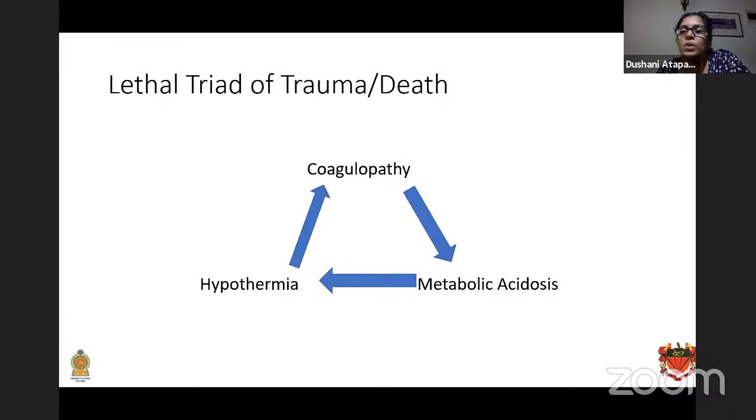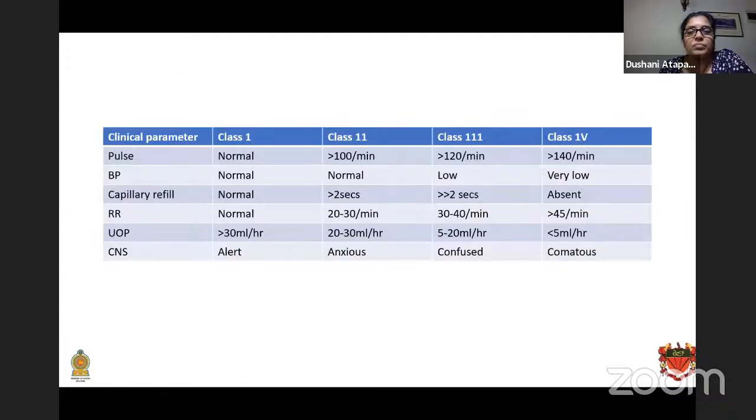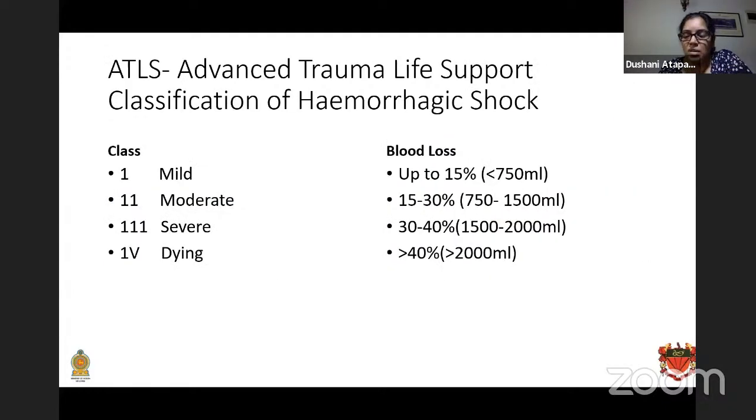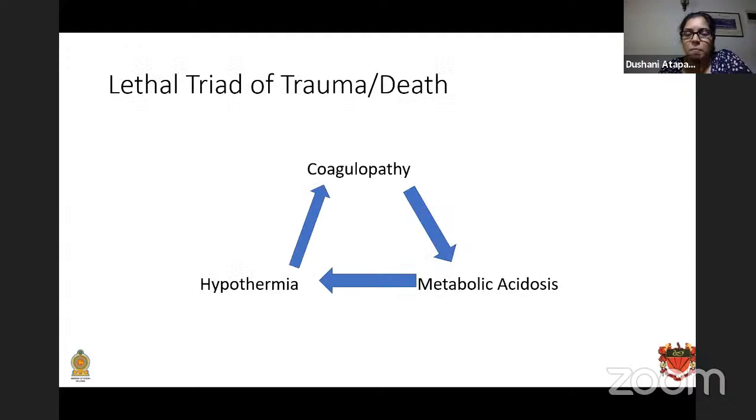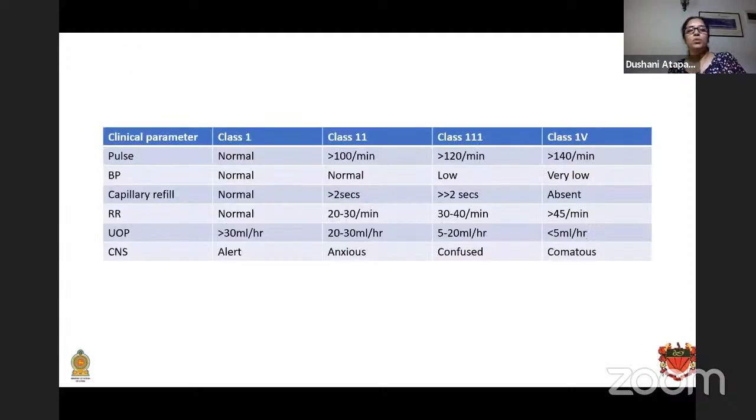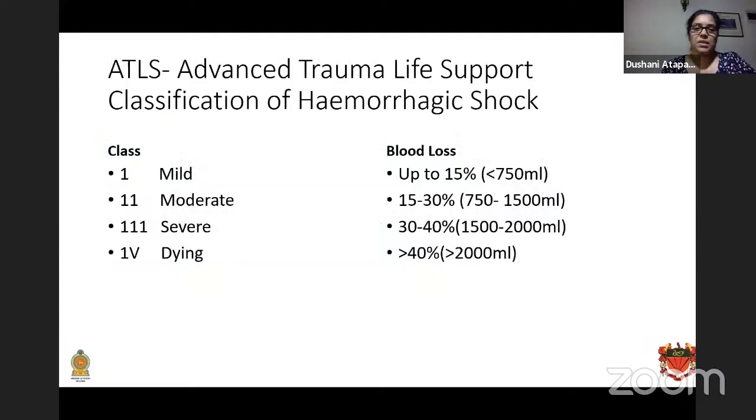So now you can understand why it is so important to catch these patients at the beginning. So even though we said, okay, how will you identify these patients? When you talk about hemorrhagic shock, there's the Advanced Trauma Life Support classification where you classify into class 1, 2, 3, 4. That is mild, moderate, severe, and dying.